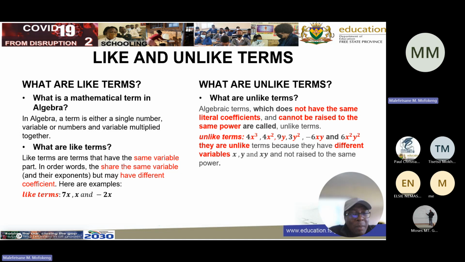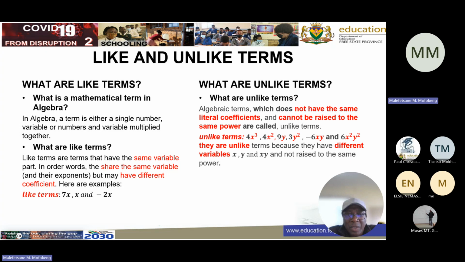Here are examples of like terms: 7x, x, and also minus 2x. They have the same variable, but they have different coefficients.